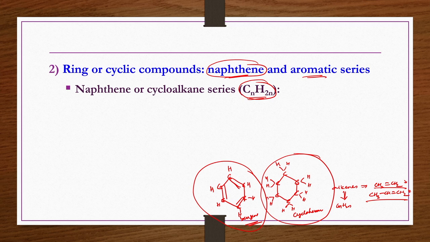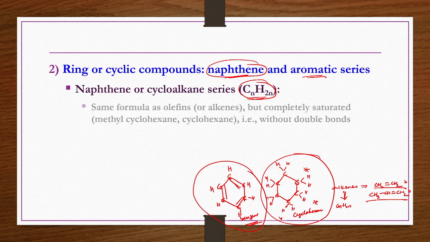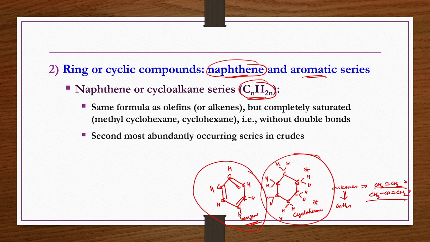So in cycloalkanes, though the chemical formula is CnH2n like in alkenes, they are saturated. They are not unsaturated like alkenes. Why are they not unsaturated despite having the CnH2n formula? Because of this ring structure shown here. Same formula as olefins, but completely saturated, like cyclohexane without double bonds. Since there are no double bonds, these are saturated ones. Benzene is not saturated because there are double bonds. This category of chemicals is the second most abundantly occurring series in petroleum crudes.